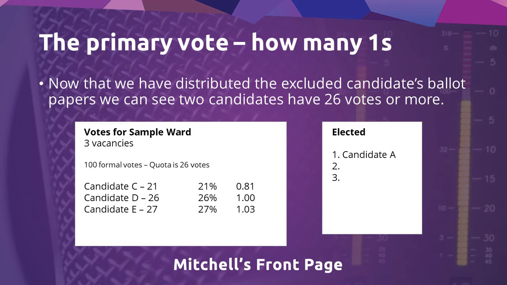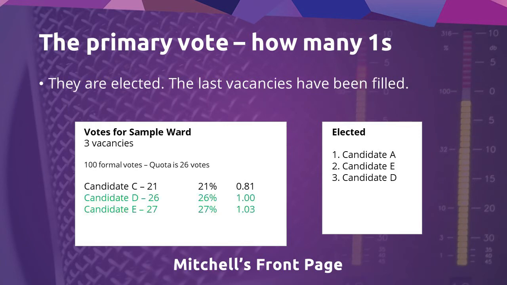Candidates D and E are now elected because they've both got 26 votes or more, and they're elected in the order of highest to lowest number of votes. So we can see there candidate E is elected into position 2 and candidate D into position 3. And now the last vacancies have been filled, so candidate C misses out.